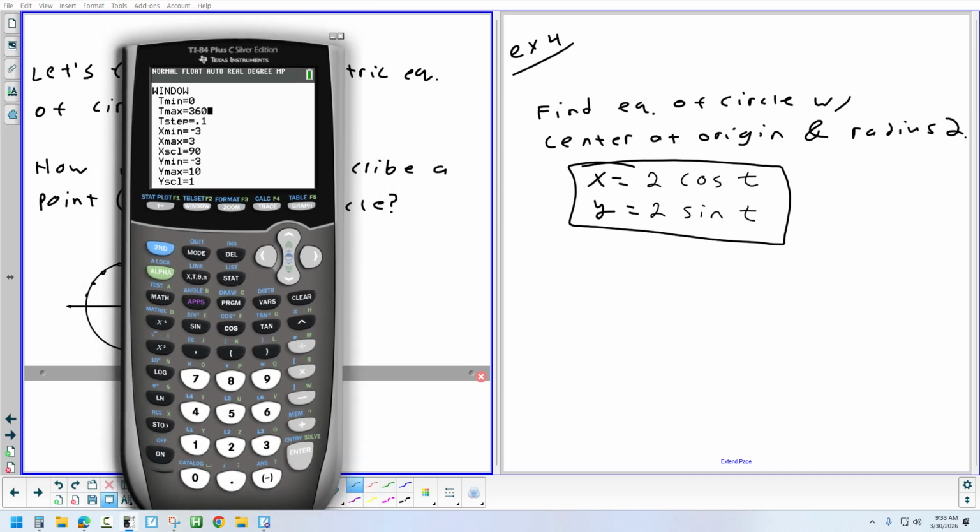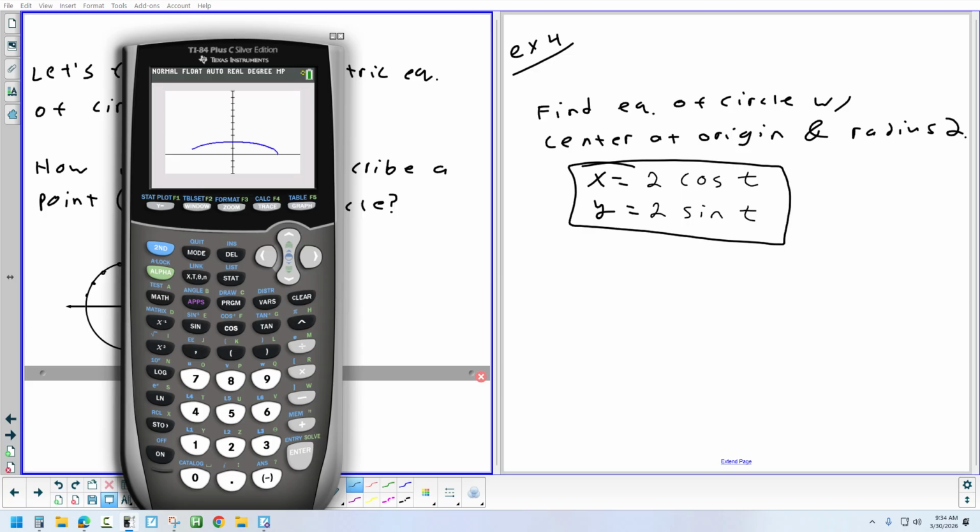So 360. Now, incrementing by 0.1, that's a little much. That's over 3,600 points. I would think even if we go by like 5s, that's fine. Counting by 5s all the way to 360, well, if you counted by 10s, that'd be roughly 36 points. If you count by 5s, that's like 70-something points. That's pretty good detail.